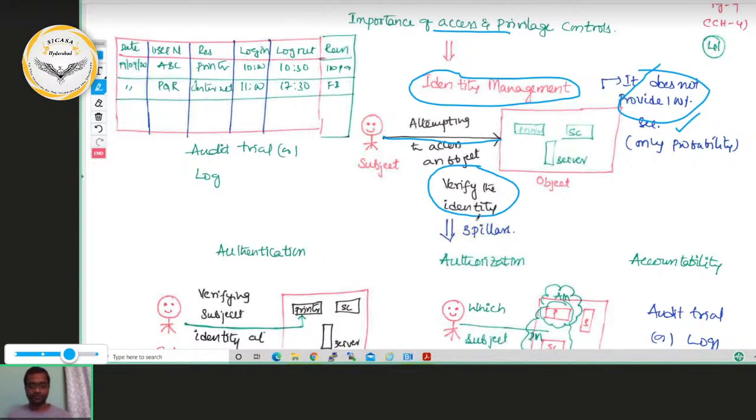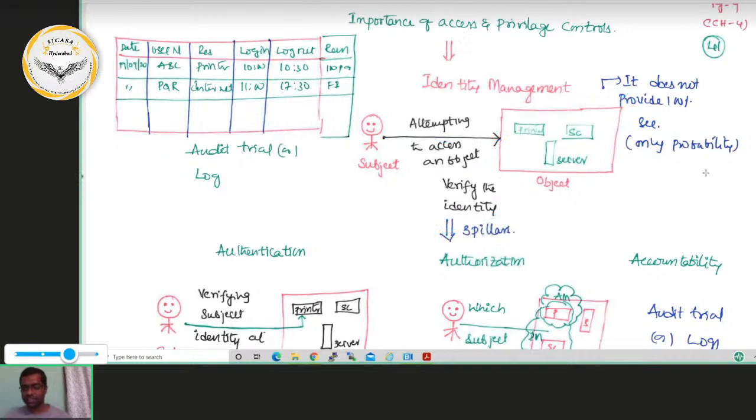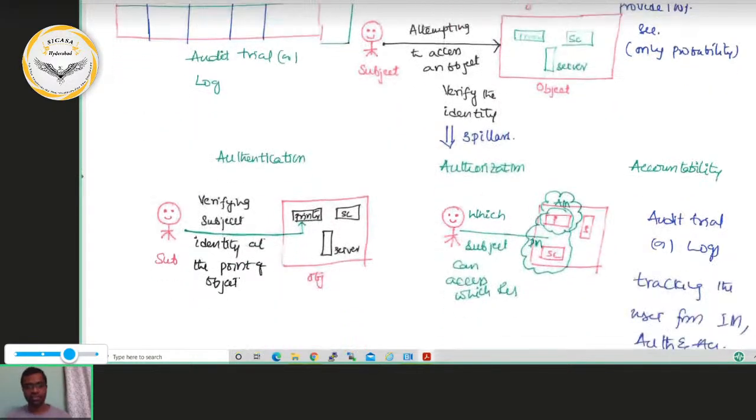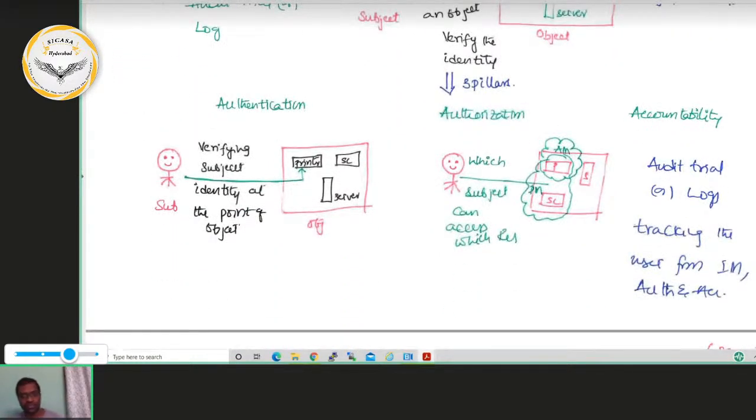As it doesn't provide 100% security, we require three pillars of identity management. First is authentication, second is authorization, third is accountability. These are the three pillars of identity management. What is the first one? Authentication. Second is authorization. Third is accountability. What do you mean by authentication? Authentication is nothing but verifying the subject at the point of object.